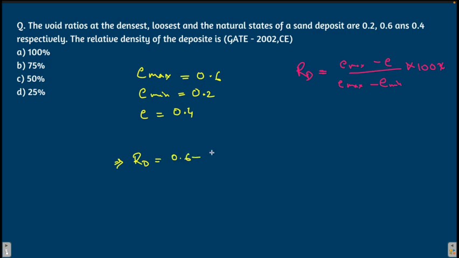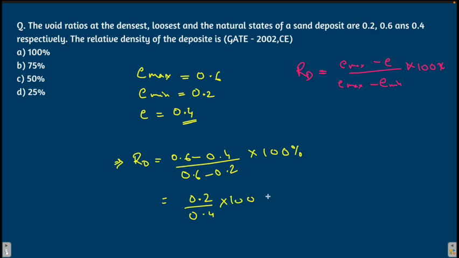So e max is 0.6, e is 0.4, e min is 0.2. It is (0.6 minus 0.4) by (0.6 minus 0.2) into 100. This will give you the relative density in percentage. So 0.6 minus 0.4 is 0.2, by 0.6 minus 0.2 is 0.4, into 100. 2 by 4 means 1 by 2. 1 by 2 of 100 is 50%. So try to do the maximum calculations on your own. This question was asked in GATE 2002.